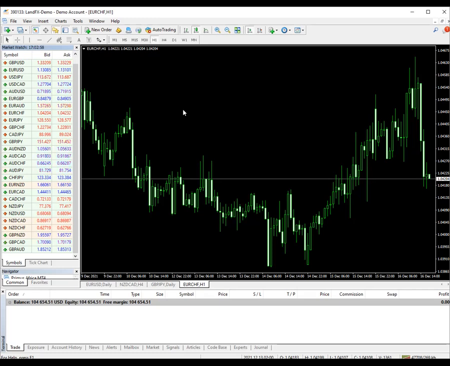But oil and gold are commodities. They are not currencies. So their trading is a bit different. So when it comes to oil and gold, they are commodities. They are not currencies.